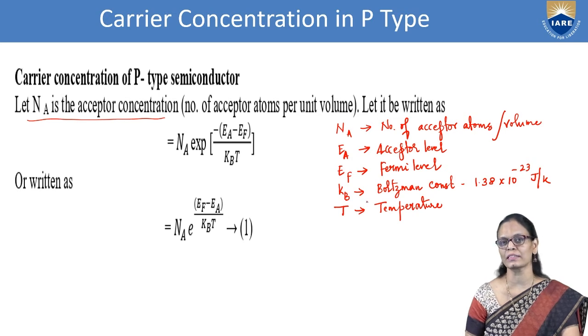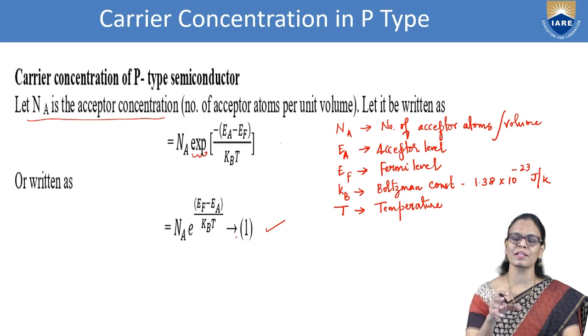We have defined all the terms. You can also write this exponential as e power; both mean the same. So it can be written as Na e power (Ef minus Ea) by kBT. This is equation 1. So now we know the concentration of the acceptor atoms that we have added to a pure semiconductor.